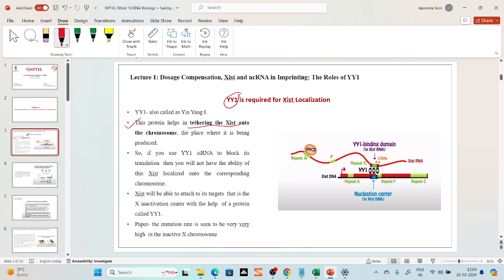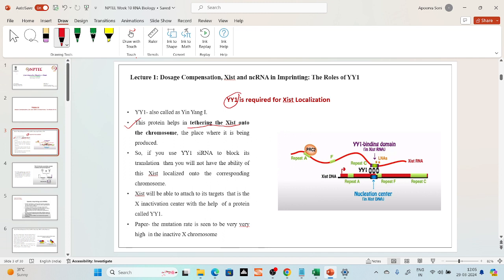If you use YY1 siRNA to block its translation, then Xist will not be localized on the corresponding chromosome. You can see in this figure the Xist DNA, and this is the YY1 binding domain in the Xist RNA. This is the YY1 protein, and here it binds. It acts as a linker, an adapter also. So Xist will be able to attach to its target, the X inactivation center, with the help of the protein YY1.